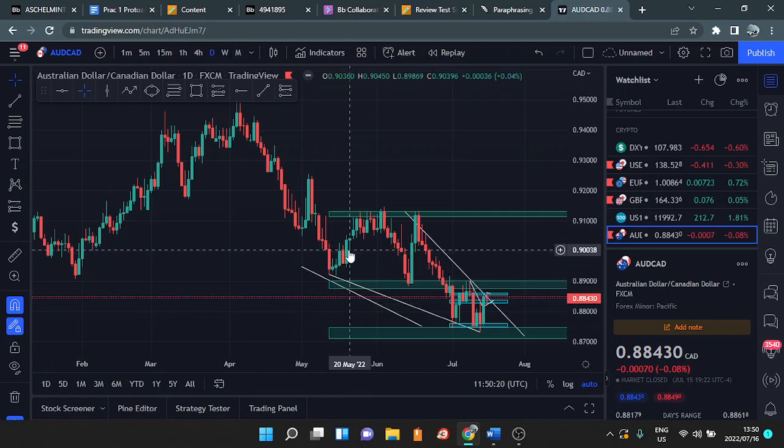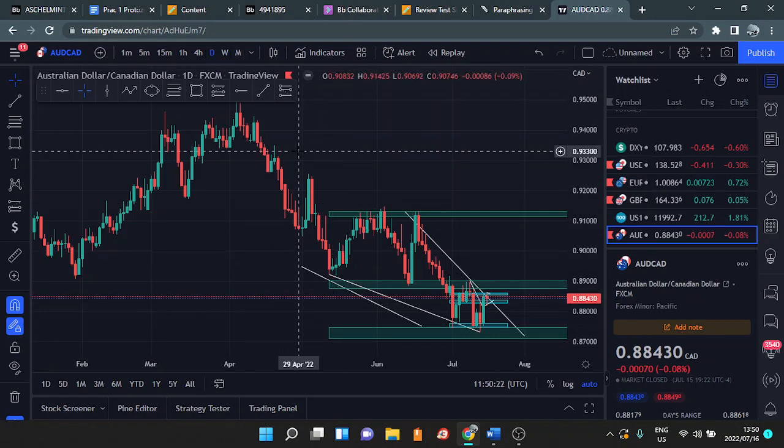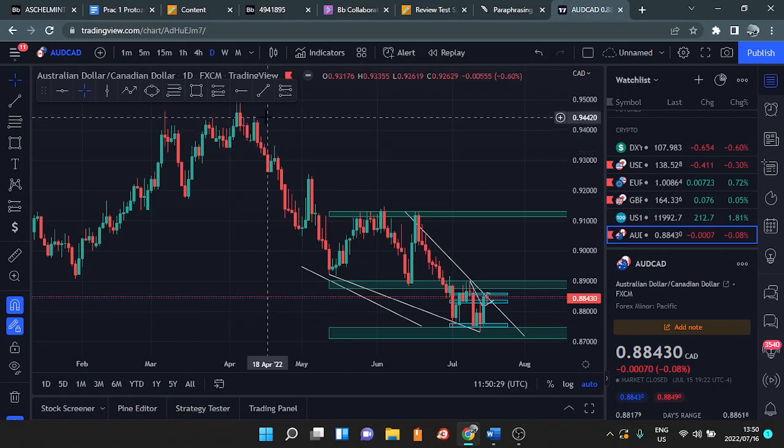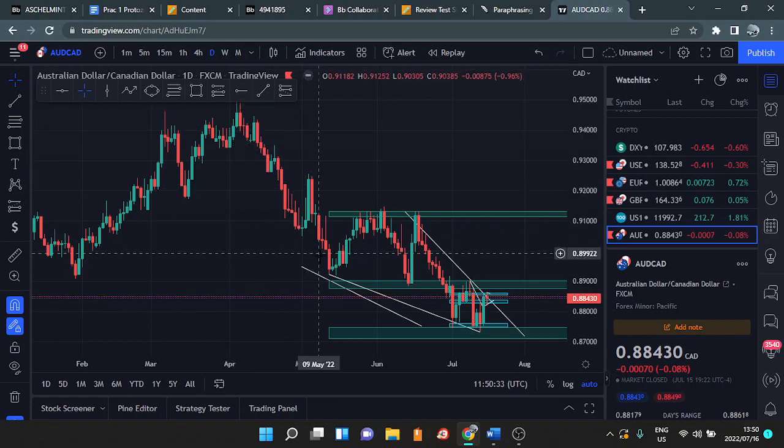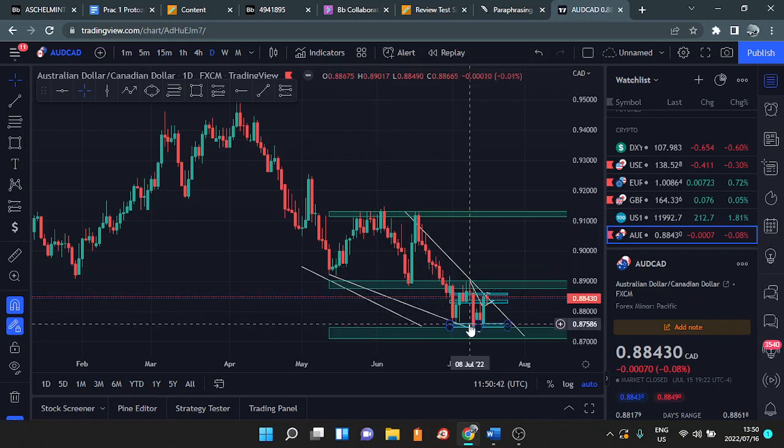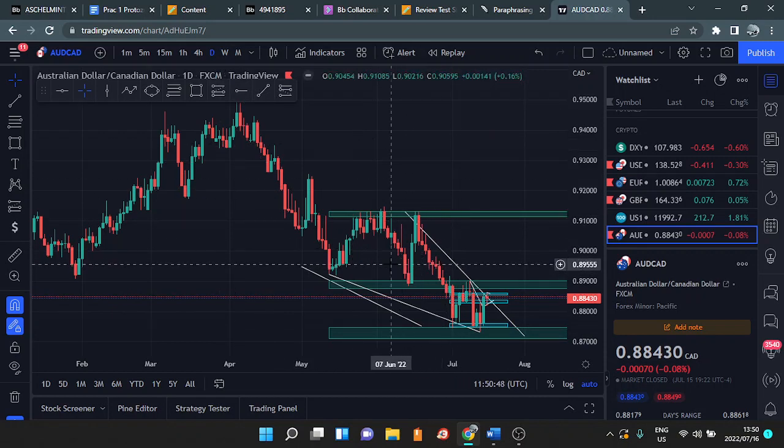As you can see, the market has been moving to the downside, guys. The market has been bearish on AUDCAD daily. The market pushed to the downside, came back to create a lower high, broke the previous lower low to create a new lower low. So the market is pushing to the downside on daily.